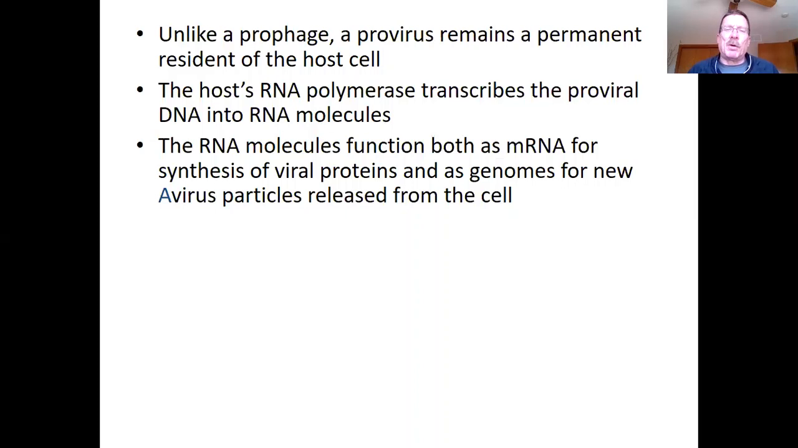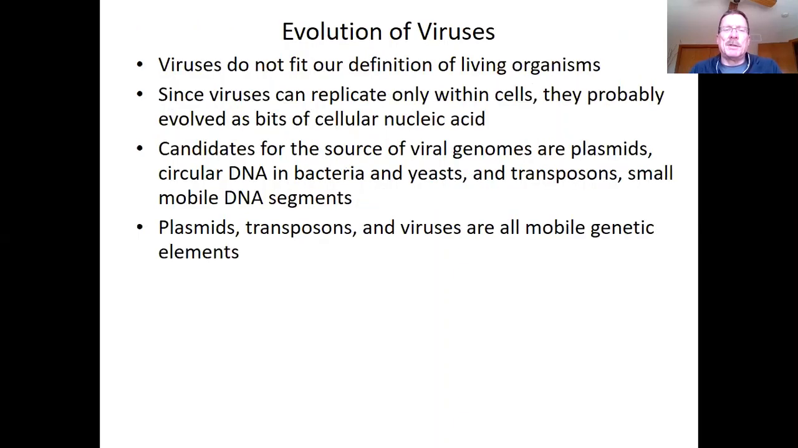Okay, unlike the prophage, the provirus remains a permanent resident of the host cell. The host RNA polymerase transcribes the proviral DNA into RNA molecules, and then the RNA molecules function both as messenger RNA for the viral proteins and as genomes for the new virus particles that are going to be released from the cell.